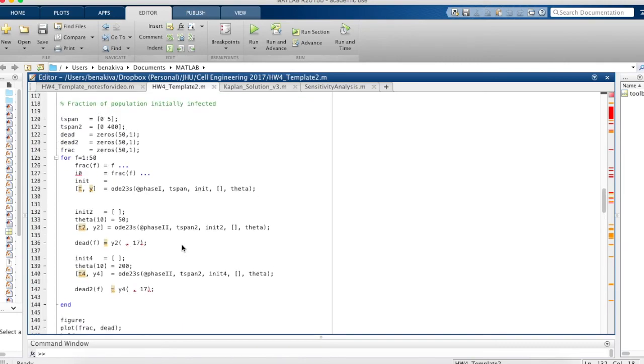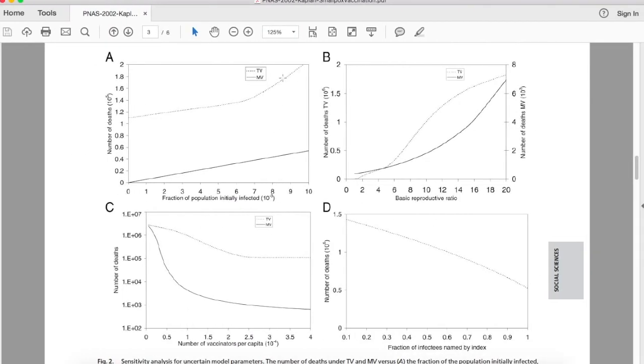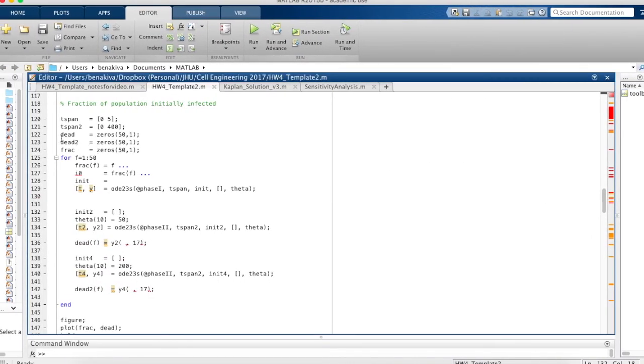So just to go through a little bit of this code, you're going to basically be replicating this figure, so you're going to want to solve for the TV case as well as the MV case. In dead, this vector, you can store the final values of the number of dead for each of the different fractions for the TV case, and then here you can store your values for the MV case.